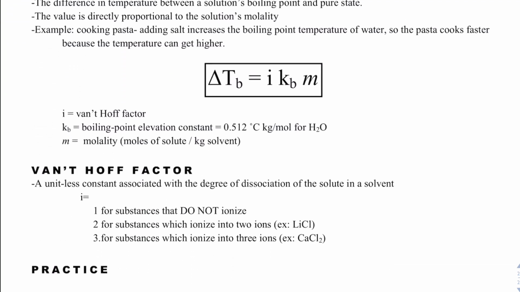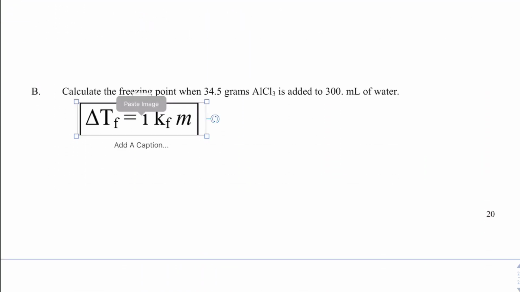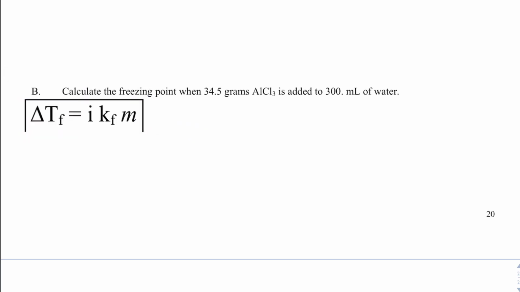I'm going to move all the way down to B here. What does this formula tell us about the freezing point? Well, freezing point can only be lowered. So water's normal freezing point is 0 degrees Celsius. Okay, so we want to calculate the freezing point. So what we're going to do is solve for delta TF.